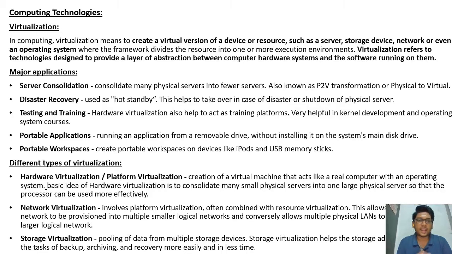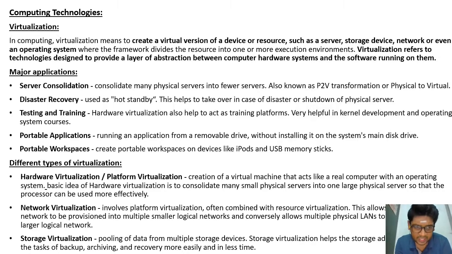Next, testing and training. Hardware virtualization also helps to act as a training platform. Very helpful in kernel development and operating system courses. Fourth one is portable applications, running an application from a removable drive without installing it on the system's main disk drive. Finally, we come to portable workspaces, which create a portable workspace on devices like iPods and USB. Portable workspace means what we call USB, memory sticks.